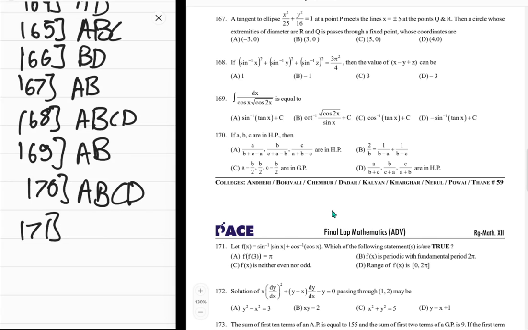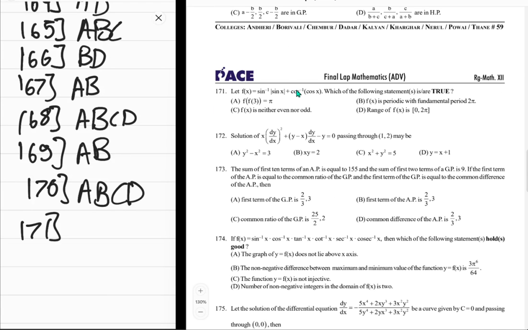171 is let f of x be equal to sine inverse of mod of sine x plus cosine inverse of cosine x. Which of the following statements is or not true? Sine inverse of mod of sine x, huh? Okay. Cosine inverse of cosine x. ठीक है यार, ये अलग अलग अपने को इसमें देखना पड़ेगा.